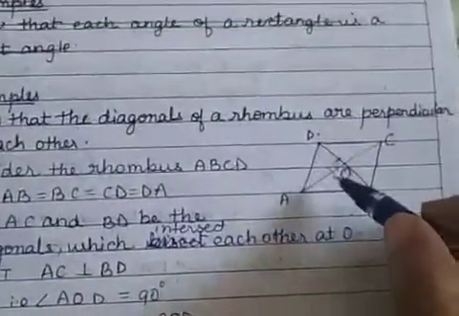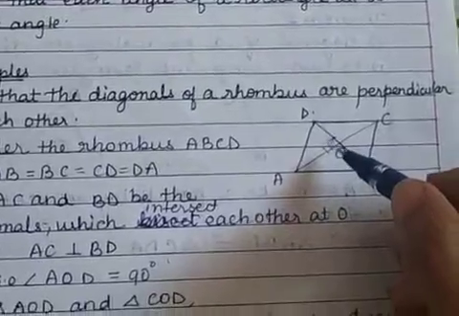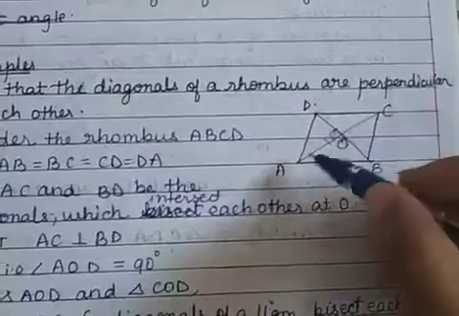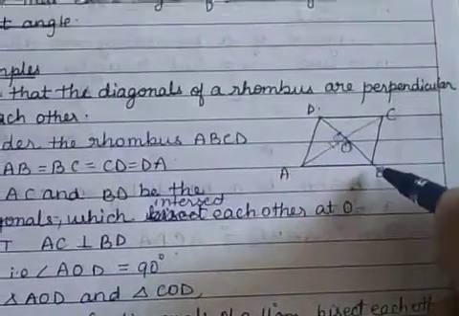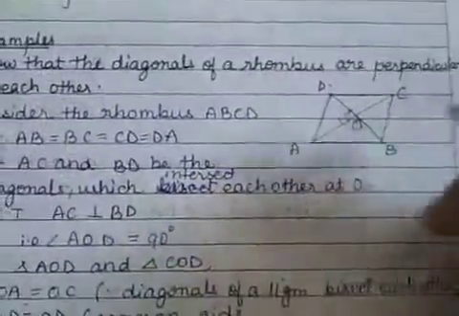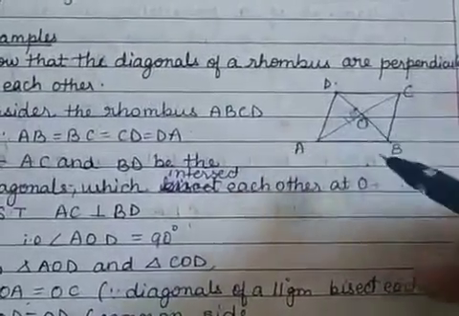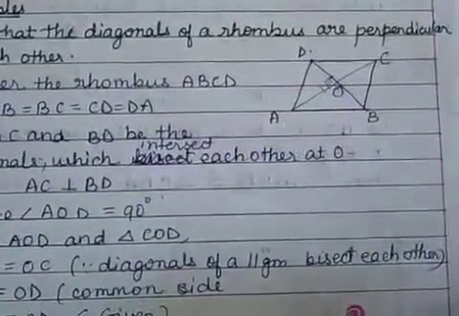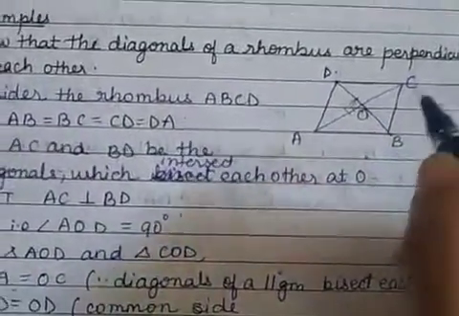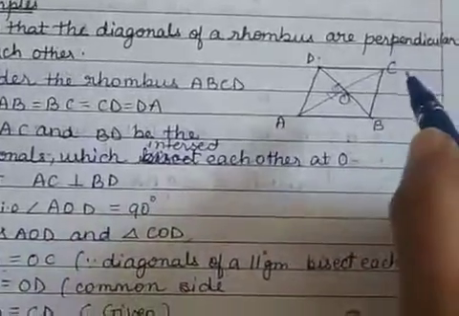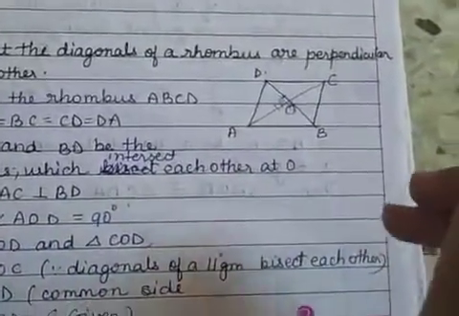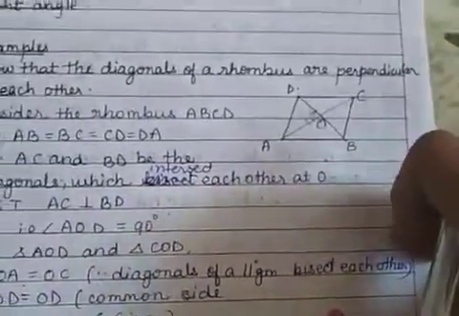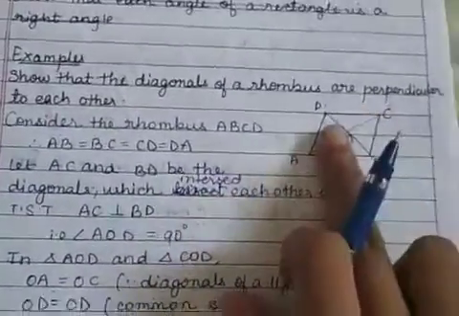Now, you have just learned a theorem on diagonals of a parallelogram, which says that the diagonals of a parallelogram bisect each other. So, if AC and BD are diagonals, then they will bisect each other. You have to remember this. Now, what we have to prove here? We have to prove that they bisect each other at 90 degrees. They bisect each other at 90 degrees means they are perpendicular to each other. That is what you have to prove.